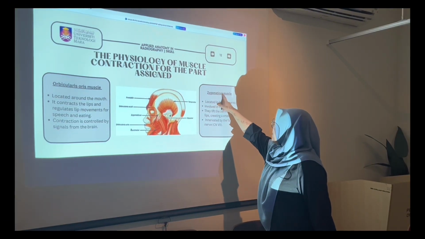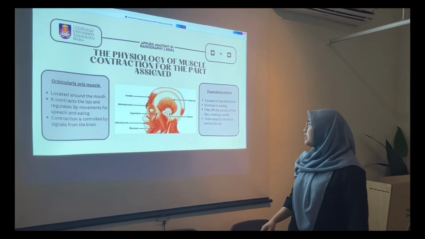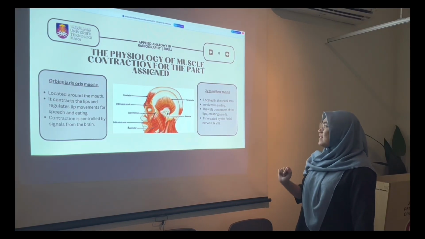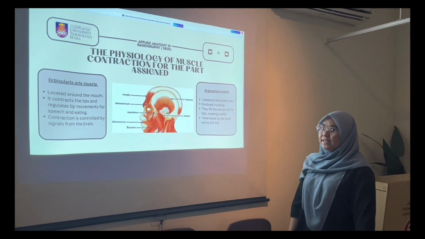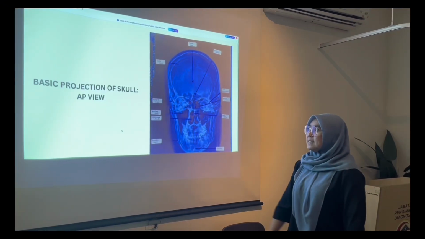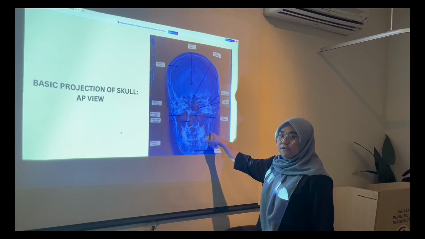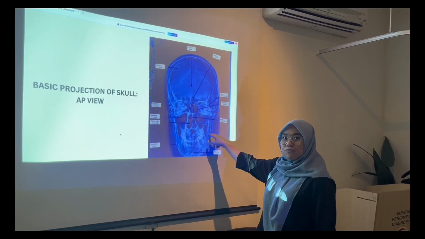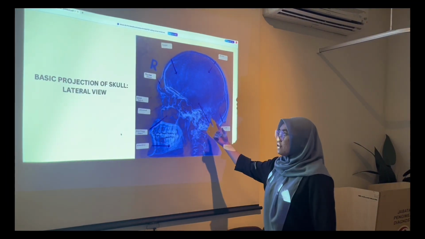Okay, zygomaticus muscle, here, located in the cheek area, is involved in smiling. It lifts the corners of the lips, creating a smile, and is innervated by the facial nerve. This is a basic view of the skull, AP view. This is a radiograph that I took from my hospital, and this is a lateral view of the skull.